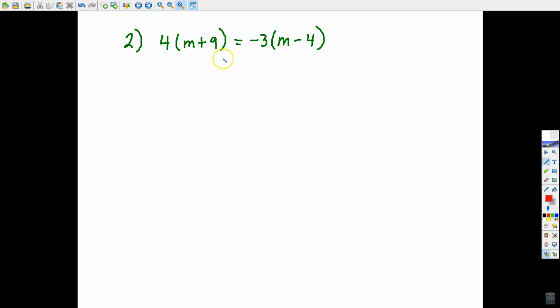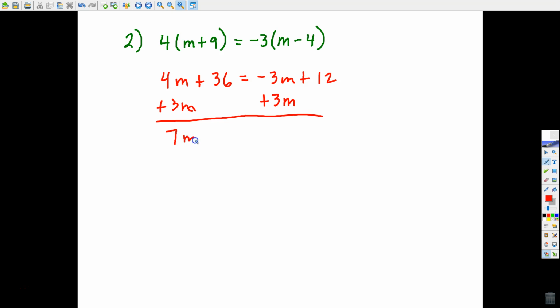Good. All right, same thing here. Distributive property on both sides of the equation. 4 times m plus 4 times 9. Negative 3 times m. Negative 3 times negative 4. Kill the little one, so the smaller m term is negative 3m. So I'm going to add 3m to both sides. 7m plus 36 is equal to 12.